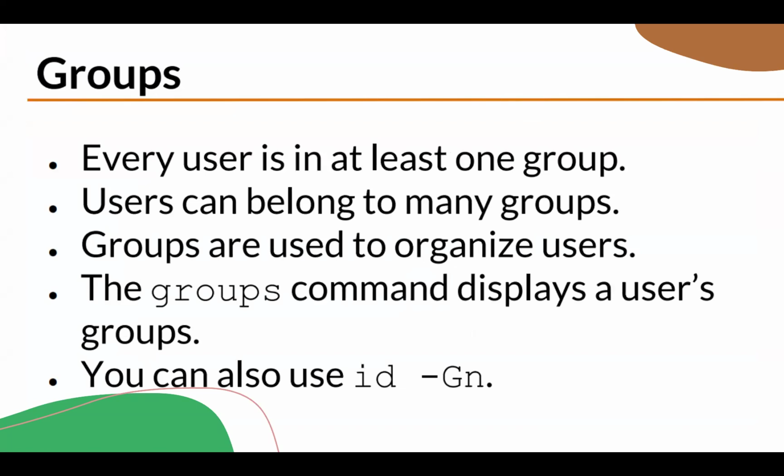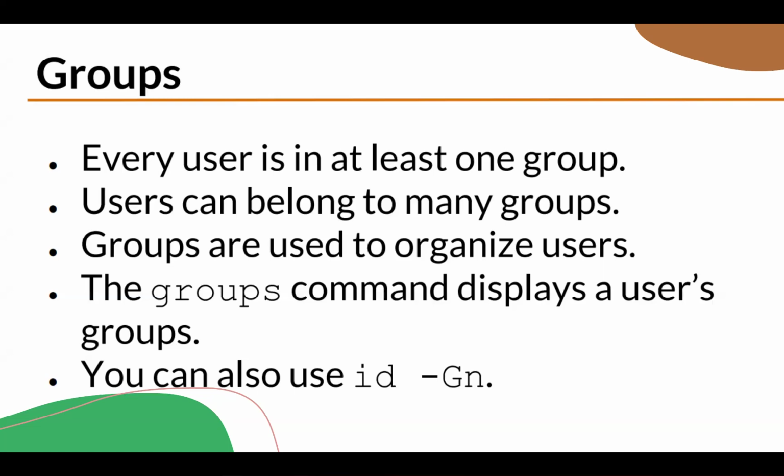Every user on a Linux system belongs to at least one group that is called the primary group. For example, if you create a file, then it will automatically create a default group that is called the primary group. However, a user can belong to many groups also. Run the groups command to see what groups you are a member of. You will see a list of groups the user belongs to. You can also use id -Gn. It will give you the same output.